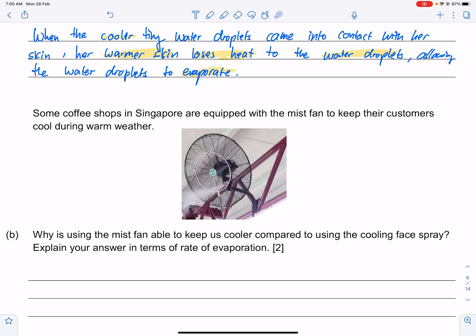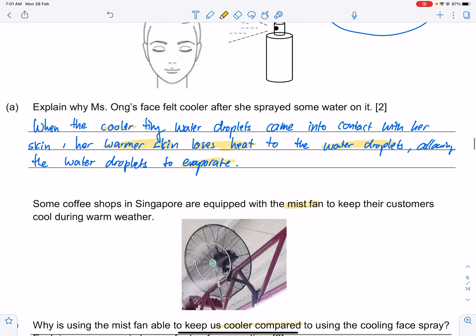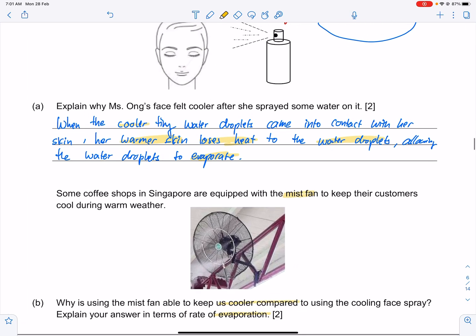Now, next question. Some coffee shops in Singapore are equipped with a mist fan. So this is a very common question again, to keep their customers cool during warm weather. Why is using the mist fan able to keep us cooler compared to the cooling face spray? Explain your answer in terms of evaporation. Very good. Okay, so ask yourself this question. What is the difference between these two setups?